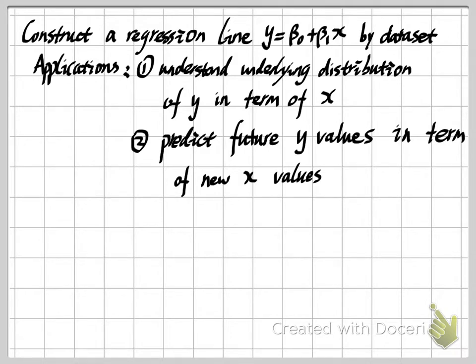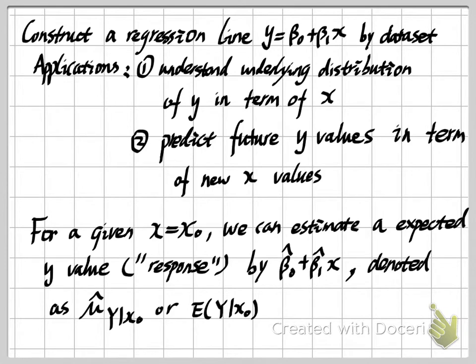And then when we have a new value of our x, we have a name for our computed y value. Let me write down the name here. When we fix our value of x, denoted by x0, we can use our constructed regression line, y equals beta 0 hat plus beta 1 hat x, with the estimators of our beta 0 and beta 1. By plugging this x into our equation, we can get a response of the expected y value. We denote this as mu hat y given x0, or in another form, the mean, E of y given x0.